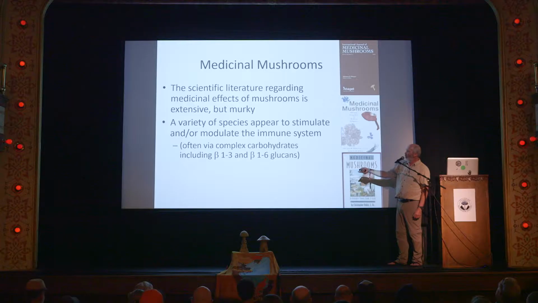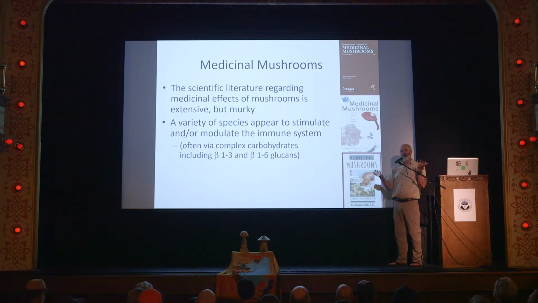And usually these are due to complex carbohydrates, things that are called glucans. So you've probably heard of glucose, where you talk about glucose levels in the blood. It's a simple sugar. It's in lots of things we eat. You can hook glucose molecules together in lots of different ways. If you hook them together one way, you make starch. If you hook them together in a different way, you make cellulose.